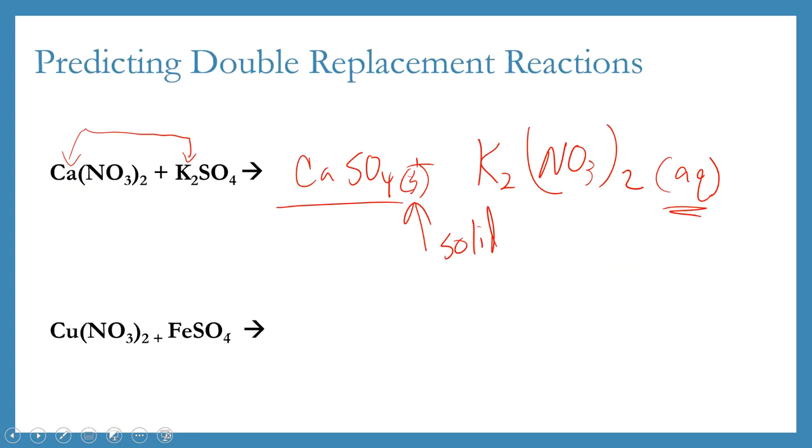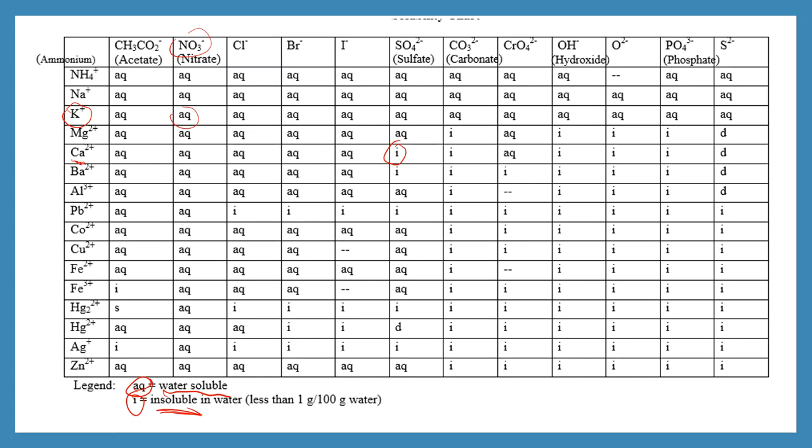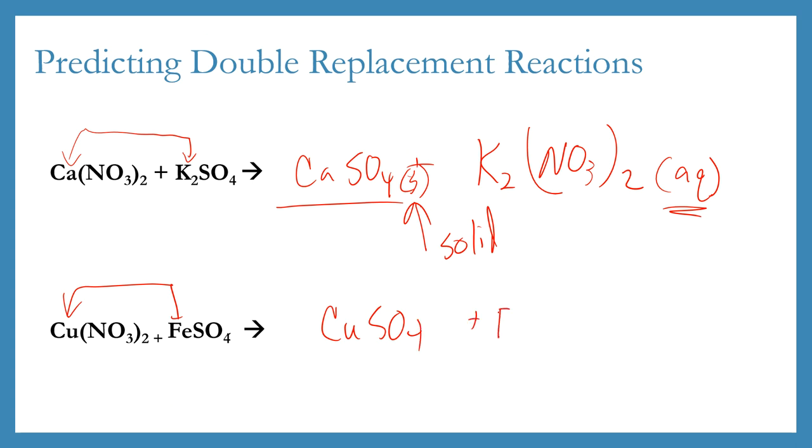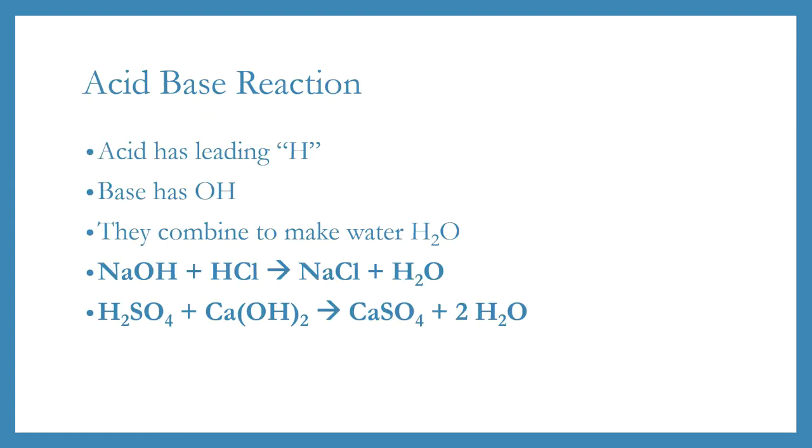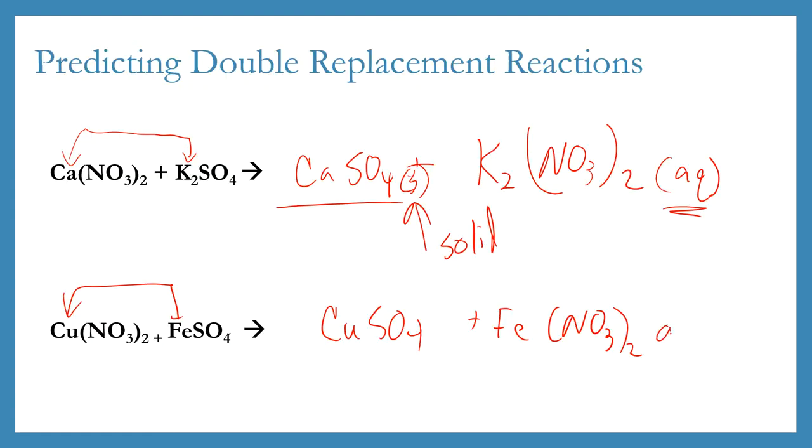All right, so copper nitrate and iron sulfate. So we're going to again switch our metals. So copper will now be with sulfate, and the iron will be with the nitrate. And then we're going to look here, and the iron with the nitrate is aqueous. Even if you didn't know this was iron 2 or iron 3, either one's aqueous, so it doesn't matter. But we know it's iron 2 because SO4 is a -2, and that iron is 1 to 1 with that.